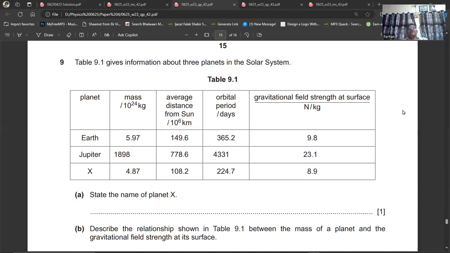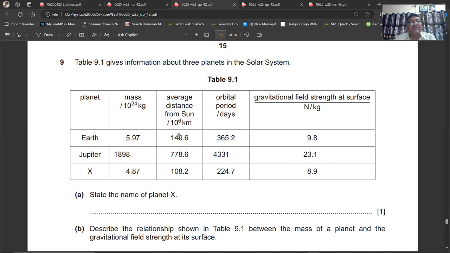So question number 9 from the October-November 2023 4-2 paper is showing up on your screen. Table 9.1 gives information about 3 planets in the solar system: Earth, Jupiter, and an unknown planet X. The mass of these planets is given. The Earth is 5.97 × 10^24 kg. Jupiter is 1898 × 10^24 kg, and this unknown planet is 4.87 × 10^24 kg. So it's smaller than the Earth and Jupiter.